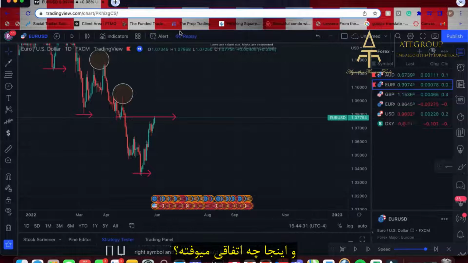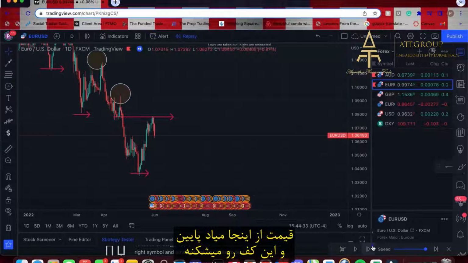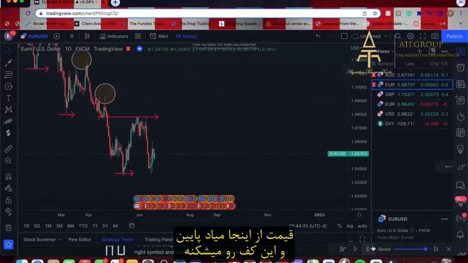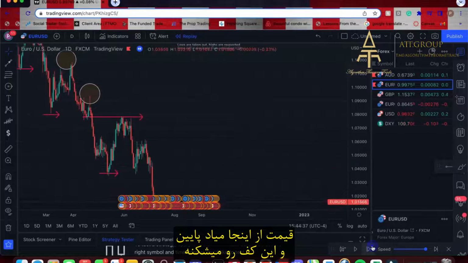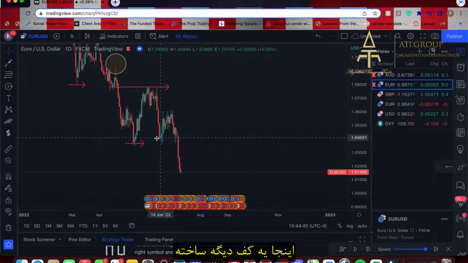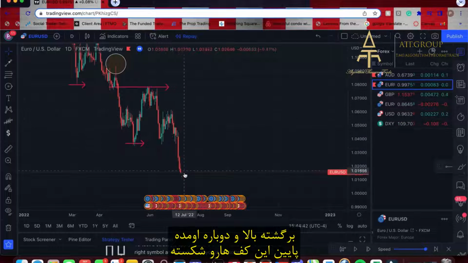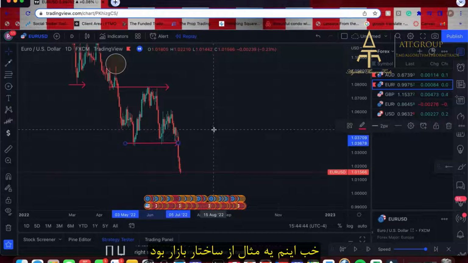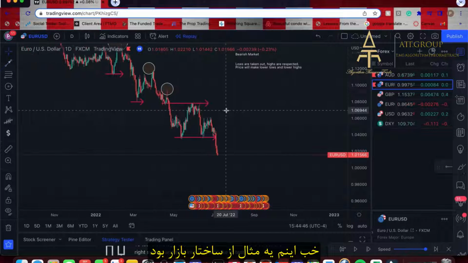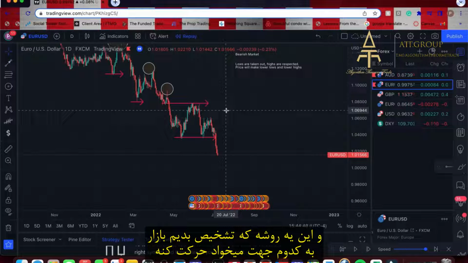And what exactly happens? Price comes down and takes out, does it take out the low? Indeed, it takes out the low. Creates another low right here, came back up and took out these lows. So that's an example of what market structure is. In the end, it's just a way to determine what exactly is the direction of price movement over time.